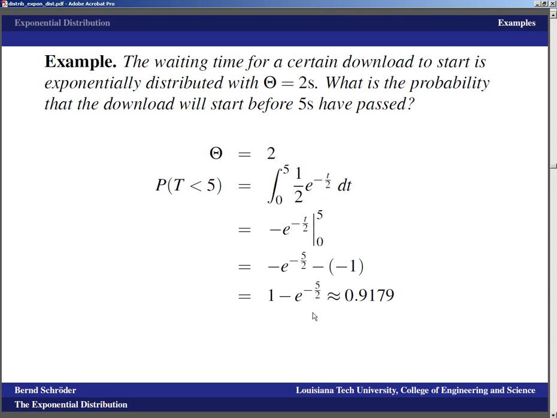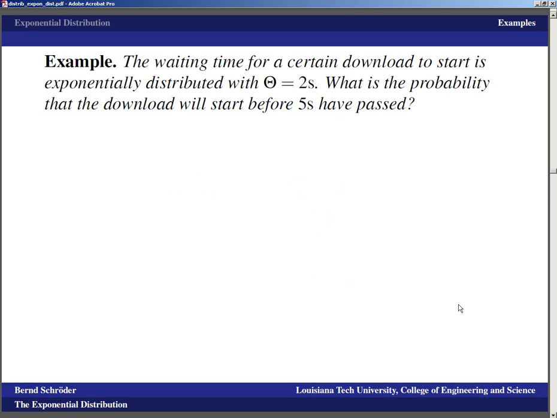And then if you have a calculator available, you realize that's about 0.9179. It's about 92%. And well, so that is something that, for waiting times after you're seeing how exponential distributions work, is actually a pretty reasonable number. If you have a parameter theta of 2 seconds, then by the time you double the parameter, you've got a very high likelihood that things will already have happened.